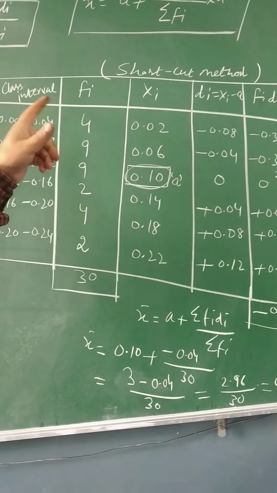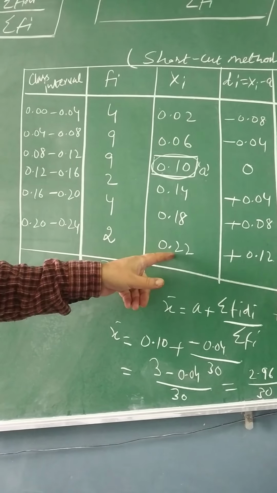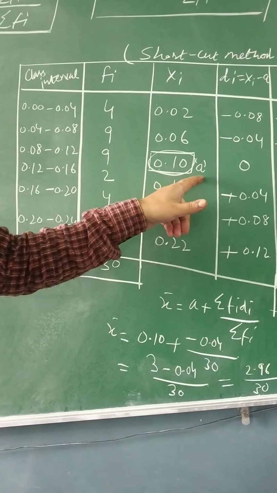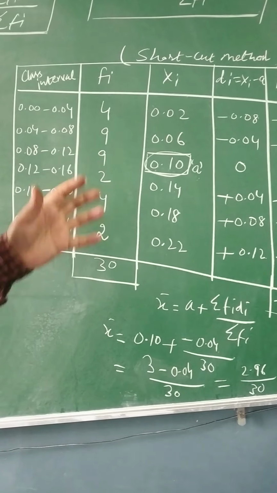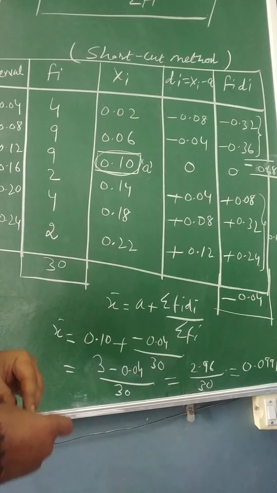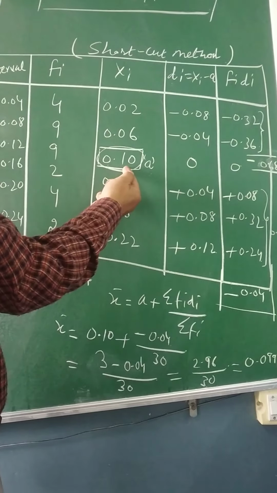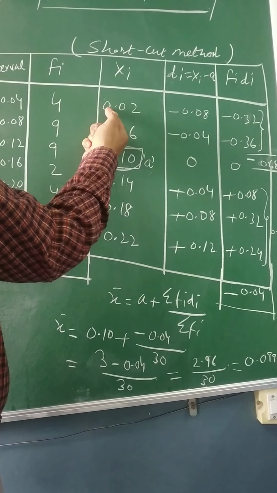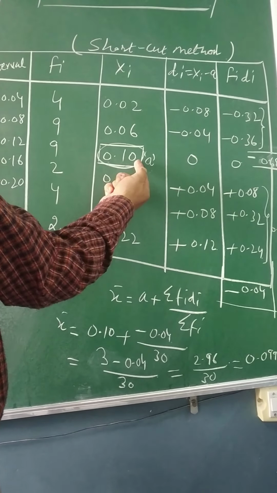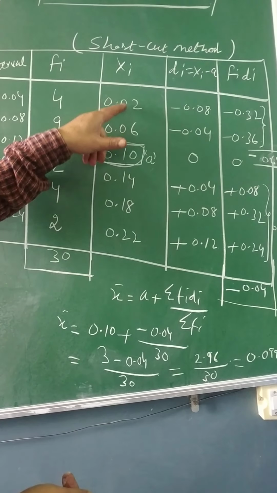This is the common column, again this is the common column, which we did in the previous one. So the new thing we did here is we have written what A is equal to. Then deviation, that is called Di. So what is Di equal to? Xi minus A. Means from the class mark I need to subtract this. So when from 0.02 I will be subtracting 0.10, I will be getting minus 0.08. So this is the reading of Xi minus A.